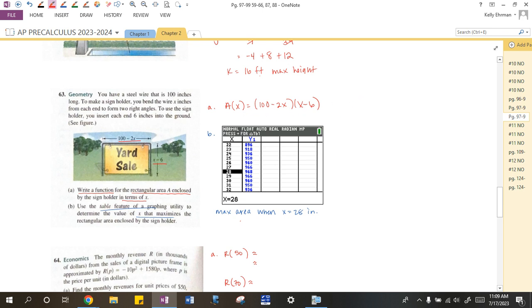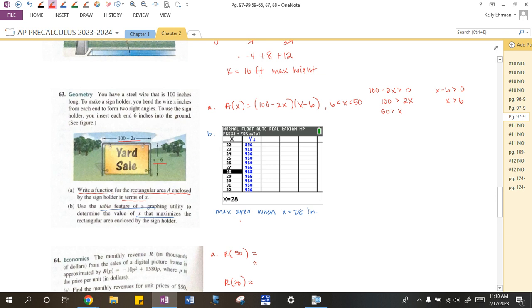I do want to think about domain again. So neither of these dimensions can be 0 and neither can be negative. So we need 100 minus 2x to stay greater than 0, and we need x minus 6 to stay greater than 0. Because we're talking about dimensions of something, we can't have negative dimensions. So x needs to stay less than 50, but bigger than 6. So 6 to 50 is our domain. That's going to help me for part B.